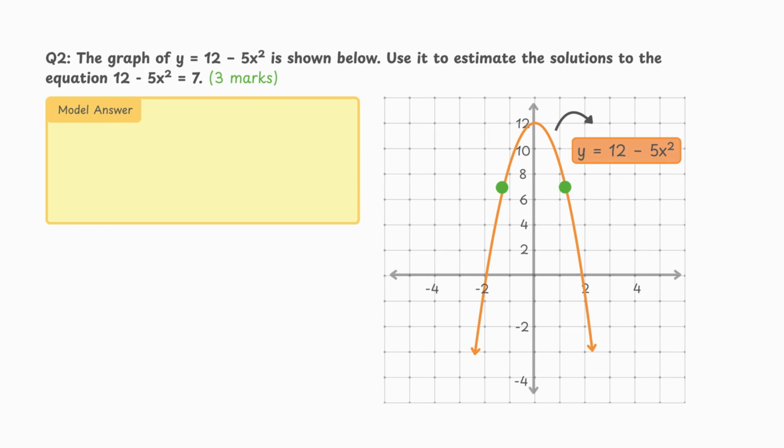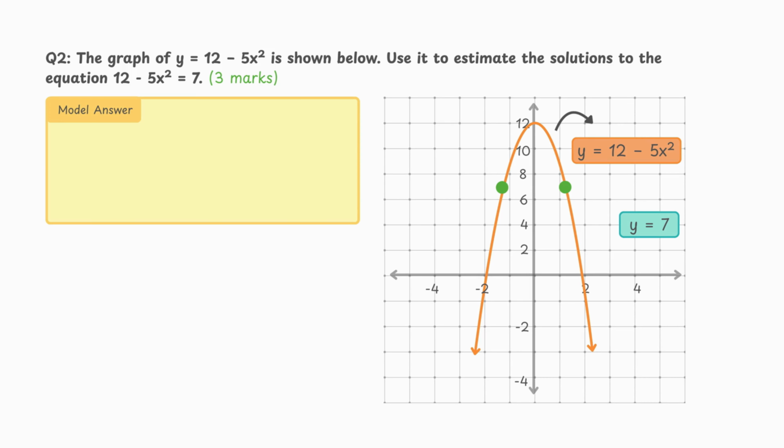Question 2. The graph of y equals 12 minus 5x squared is shown below. Use it to estimate the solutions to the equation 12 minus 5x squared equals 7. Now, take your time and think carefully about what this question is asking. This time, we are not looking for where y equals 0. Instead, we are looking for where y equals 7.